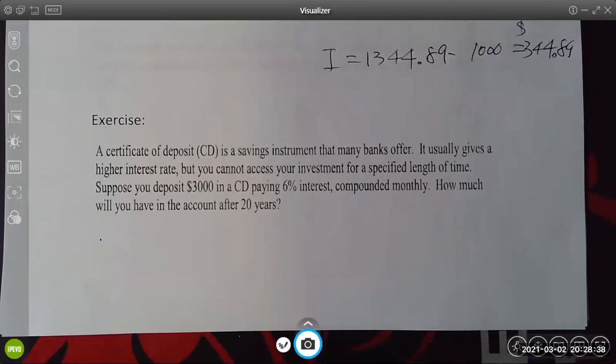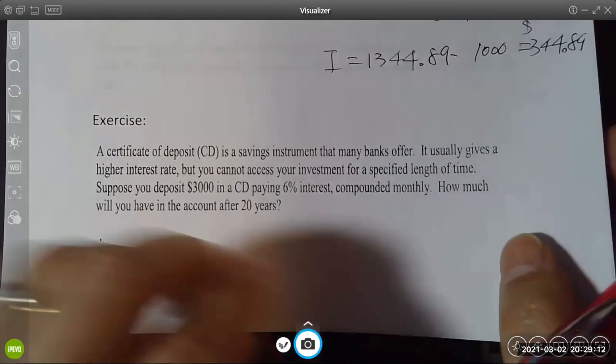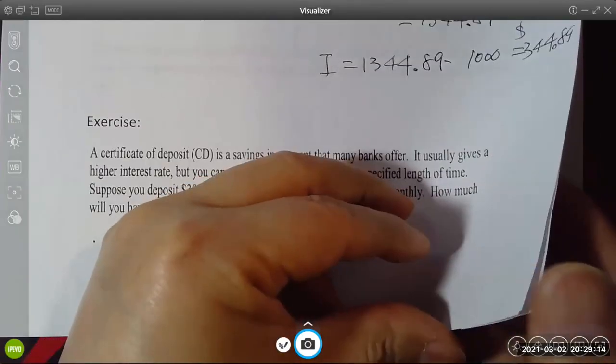And suppose that you deposit $3,000 in the CD, paying 6% annual rate, but compounded monthly. How much will you have in the account after 20 years? Apparently, this is a compounding account because they mentioned compounding monthly, the frequency of compounding, and apparently also that we are looking for the future value. We are asked to find out the account value after 20 years, right? So after you realize this is a compounding account, write down that compounding account formula.